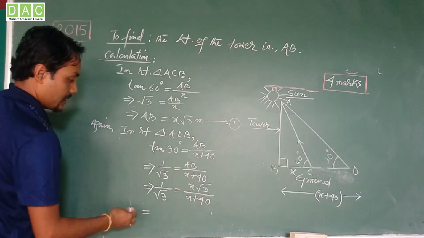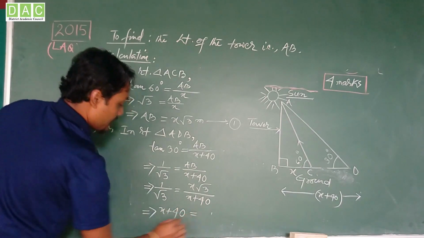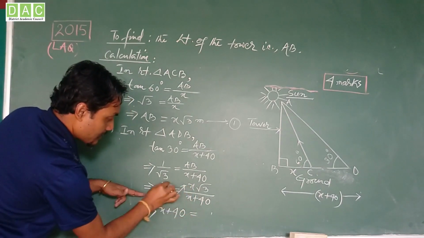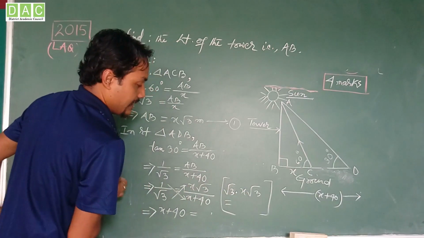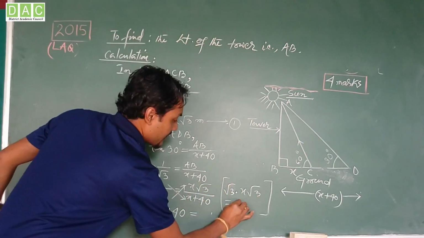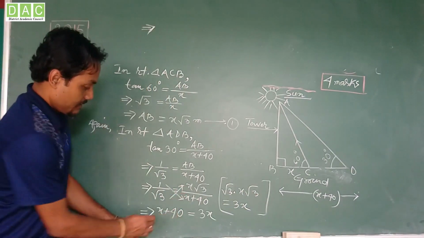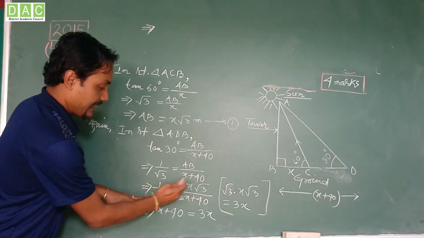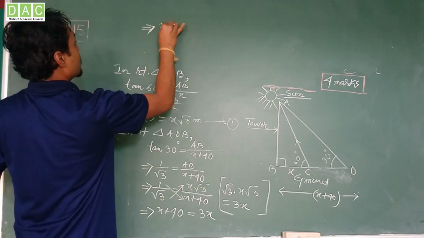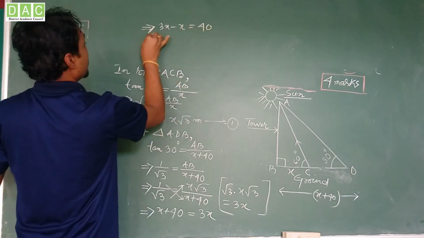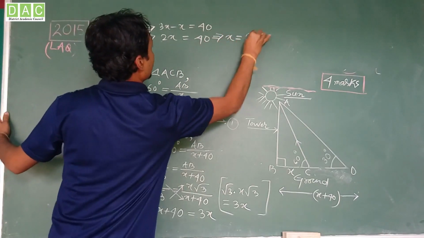Now we just do cross multiplication. Then 1 of x plus 40, it is x plus 40. Here if we cross multiply these two things, root 3 of x root 3, that means root 3 into x root 3, root 3 into root 3 is 3x. Then on the other side, x plus 40. Now 3x minus x is equal to 40. Implies 2x is equal to 40. Implies x is equal to 20 meter.